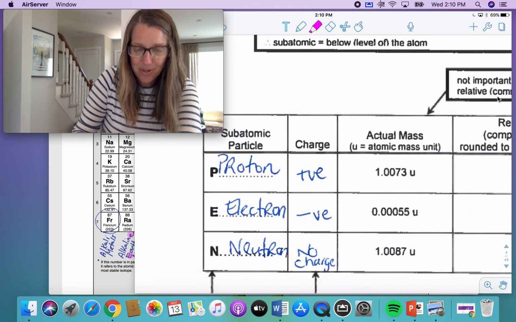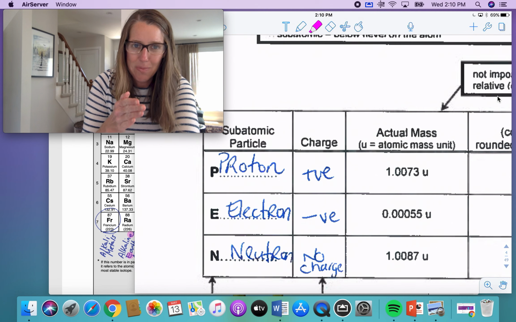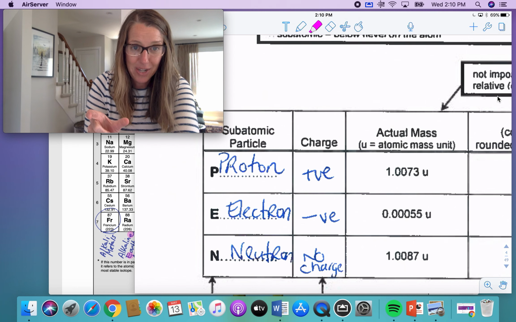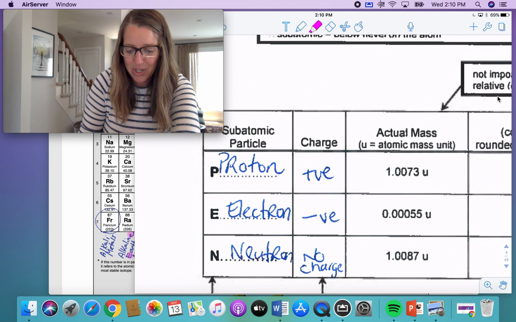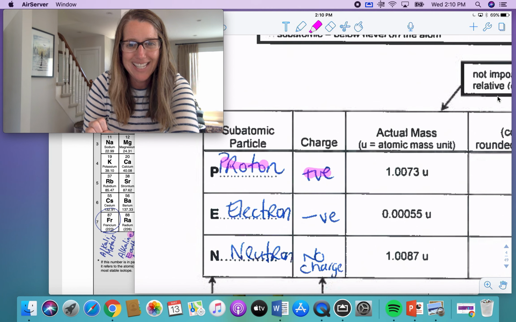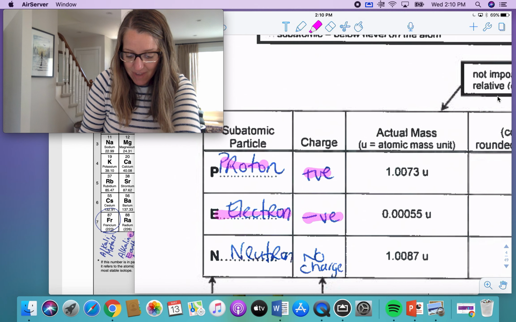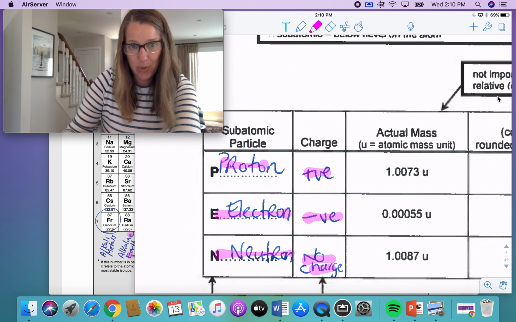PEN, that's your acronym. An acronym is taking out little letters from all of the things you need to remember and associating something with each letter that you've got in that little acronym. So P stands for proton. We remember that protons are positive. They both start with the letter P. That should be easy. An electron is a negatively charged particle, and a neutron has no charge.